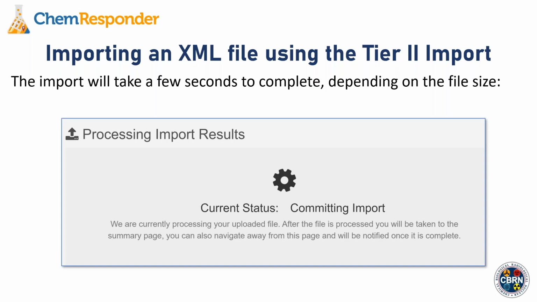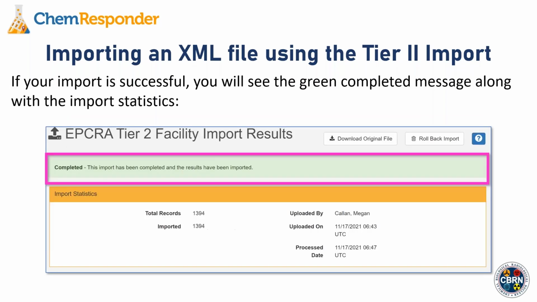The import may take a few seconds to complete depending on the size of the file. And once it has been committed, if your import is successful, you will see the green completed message along with the import statistics. So here I can see there were 1,394 total records, and all of those were imported. So there were no errors or warnings in any of the records. I can see when it was uploaded, the process date, and who uploaded it.